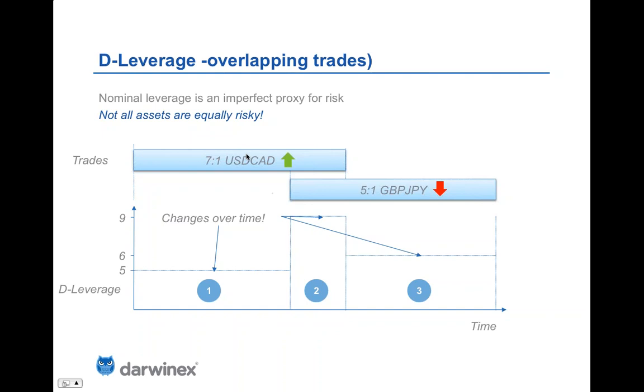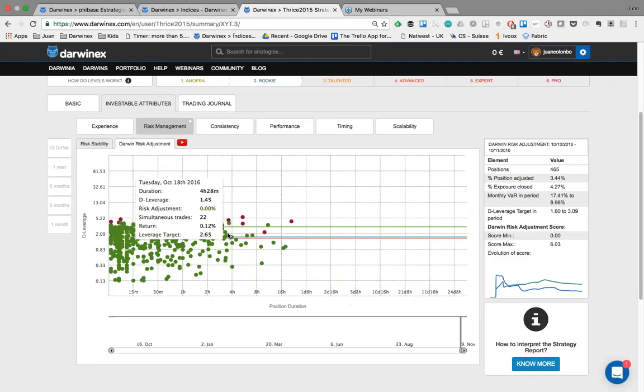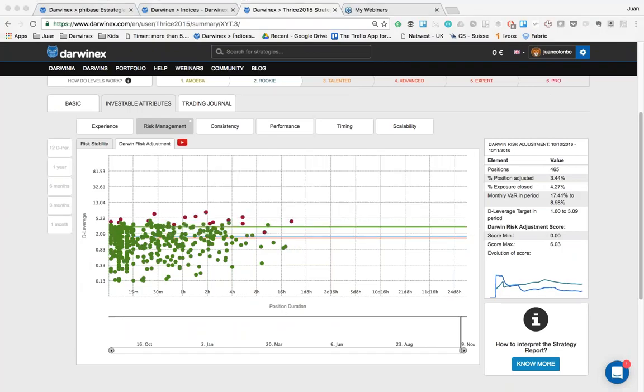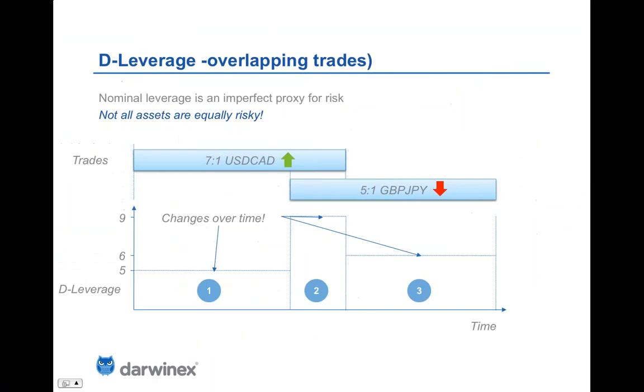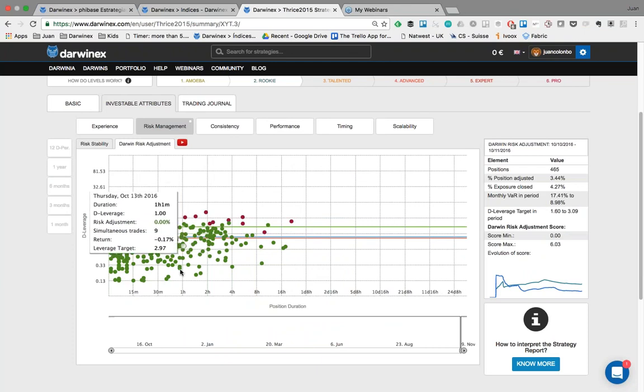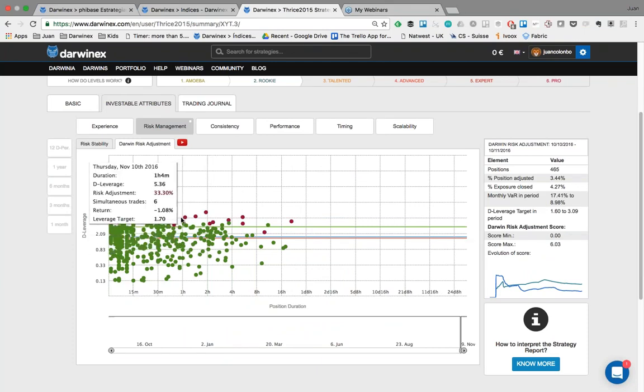So what we've got here is 2 trades that overlap for a period of time that equates to 3 positions, each with their own deleverage. The first one would be 5. So this would be a dot somewhere, and let's say this was 1 hour. So this trade would equate to a leverage of 5 for 1 hour, and it would be plotted somewhere around the 5 1 hour dot. This would be a dot in here.